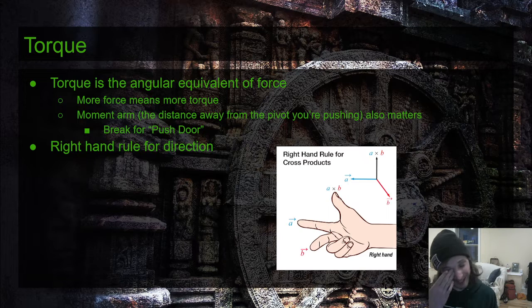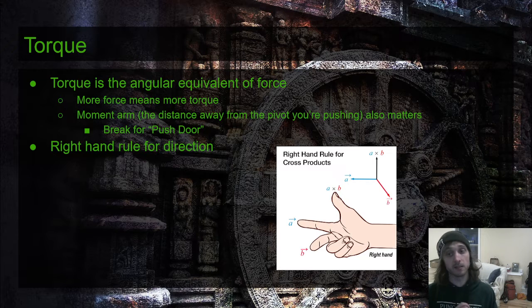Take the push door example. Take a sec, try to push a door open by going as close as you can to the hinge and then putting force on it. And then try to push it just as hard far away from the hinge. What you'll find is that it's a lot easier to open the door when you push very far away from the hinge as opposed to very close to the hinge.